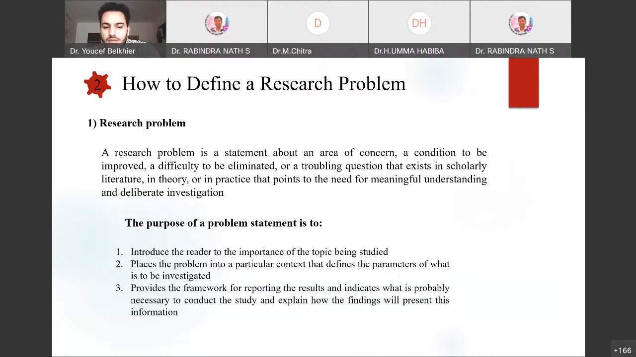Secondly, it places the problem into a particular context that defines the parameters of what is to be investigated. It provides the framework for reporting the results, indicates what is necessary to conduct the study, and explains how the findings will present this information. So besides finding a problem that should be resolved, you should also tell why we should start, or why this problem is interesting.